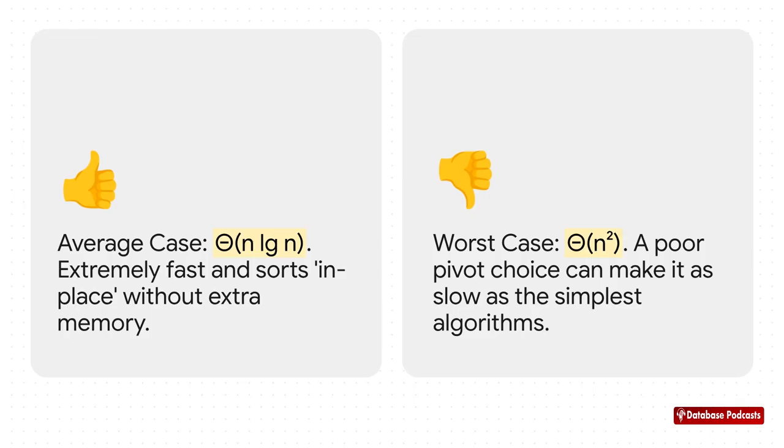Now, on average, this is extremely fast, theta n log n, just like merge sort, but with the awesome advantage of using no extra memory. But, and here's the big catch, its performance completely depends on picking a good pivot. A bad choice can cause a total meltdown, making quicksort just as slow as our simplest, most basic algorithms.